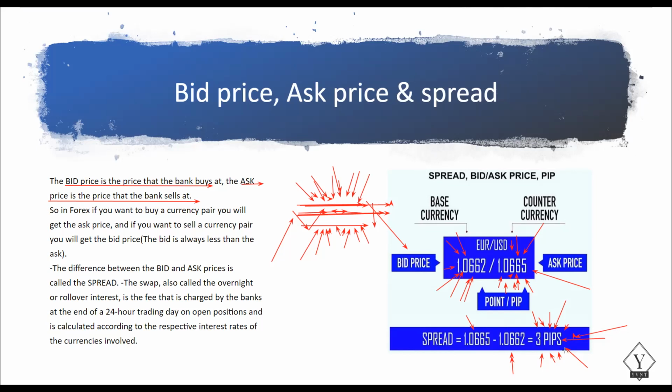If you use the nano, which I think is 1 cent per pip, that means the moment you open a trade and the spread is 3 pips, you're going to be in a negative 3 cents. But if you open a micro, which is about 10 cents per pip, and the spread is 3 pips, that means you are going to be in a negative 30 cents when you open a trade because of the spread, right? Depending on which direction you're going.